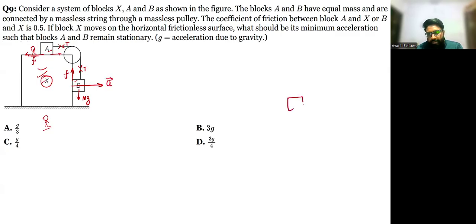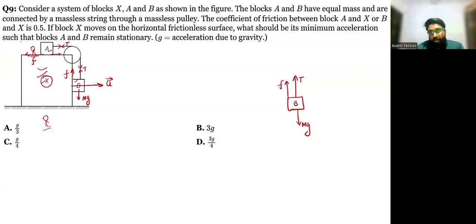Now, let's say this block X is moving in the forward direction. So now the FBD of block B will be like this. This is block B. There is a force mg in the downward direction, upward force tension, and upward force friction. Although friction depends on which force is greater, so I'm assuming that mg is greater. So F will try to oppose it.